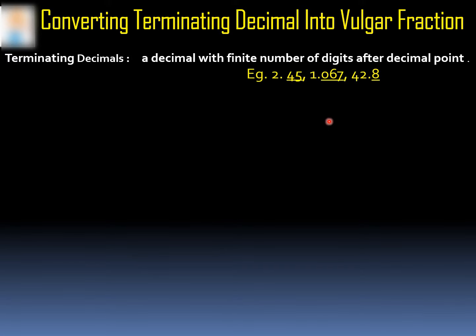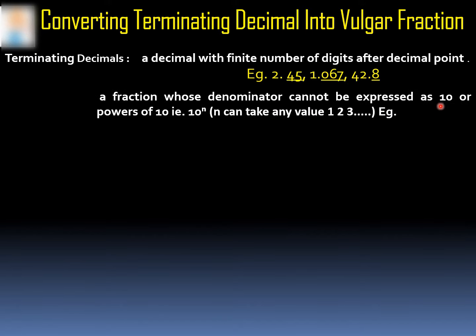You can clearly see in all the examples they have finite number of digits after decimal point, that is 2, 3 and 1. What is vulgar fraction? A fraction whose denominator cannot be expressed as 10 or power of 10 is called vulgar fraction. For example, 2 by 42, 38 by 23, 6 by 87. Look through these examples. What do you notice? The denominator of all the fractions cannot be expressed as 10 or power of 10.